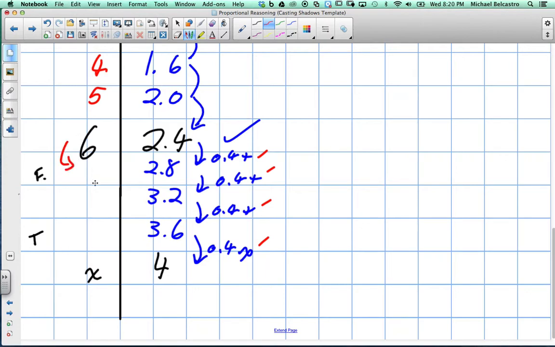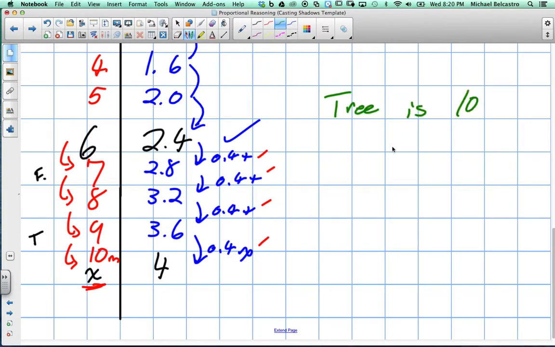So we go up 1, that would take us to 7. Another one, 8. Another one, 9. And then finally, another one gives us what number should come in here in our pattern, but 10 meters. So according to our table of values, the tree is 10 meters tall. In other words, x was equal to 10 using this table of values.